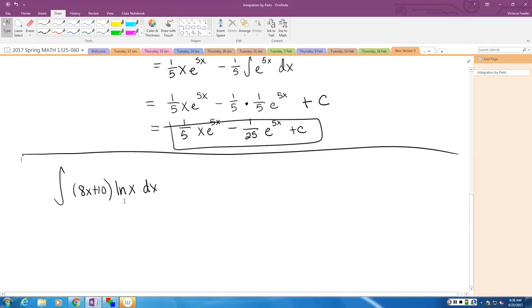Does your brain go, let's try u substitution? Maybe. That's what you should go to next. What would you think your u would be? Which one?